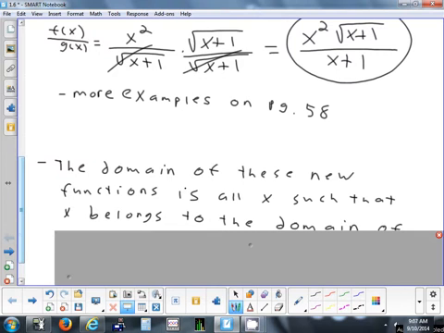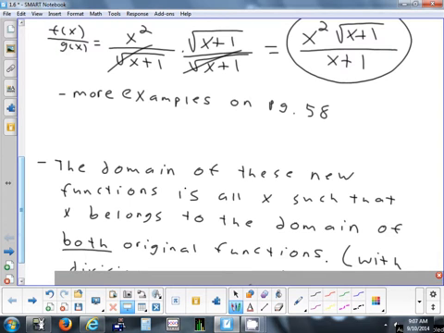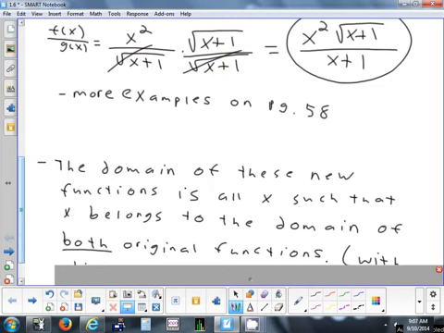The domain of the new function that is created is basically all the numbers that belong to the domain of both of the original functions. So it's all the x's such that x belongs to the domain of the first function, f of x, and also the second function, which we call g of x. Generally, that's most of the time what you have to worry about. Just pick values that are in the domains of both original functions.